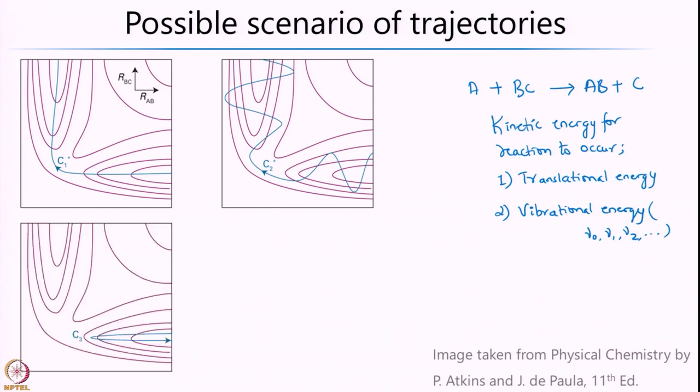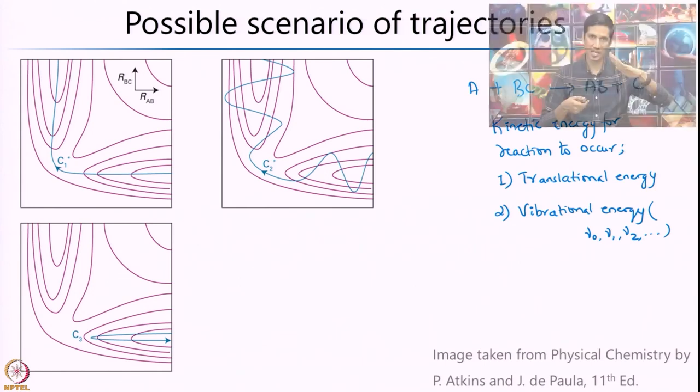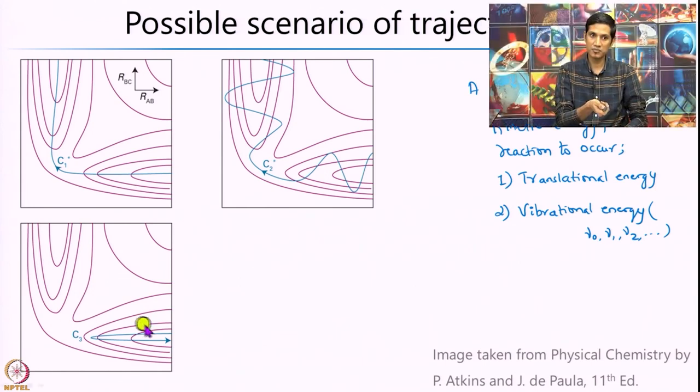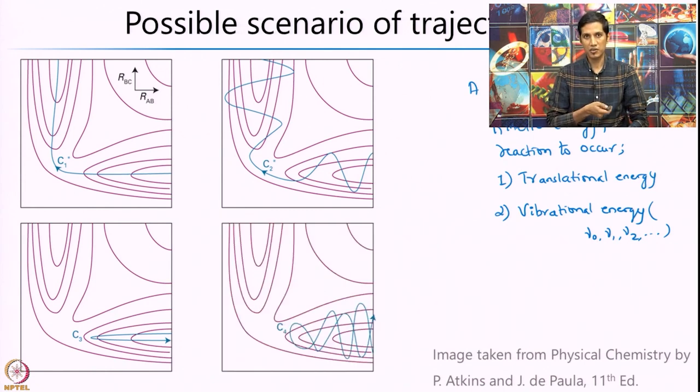So, now let us look at another scenario where I have the A coming and approaching the BC. Now, all of them are in the vibrational ground state. However, the approaching A does not have enough translational energy. So, in that case, it will not be able to cross the barrier. It will never come and hit the saddle point. As a result, it would just keep going back and forth in the reactant region. As a result, you will no longer have the product formation in this reaction, right.